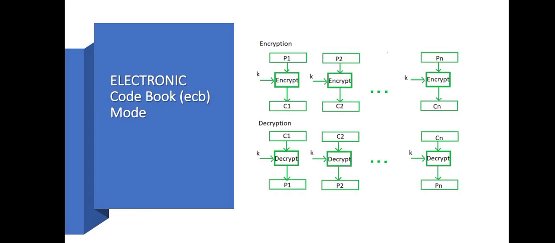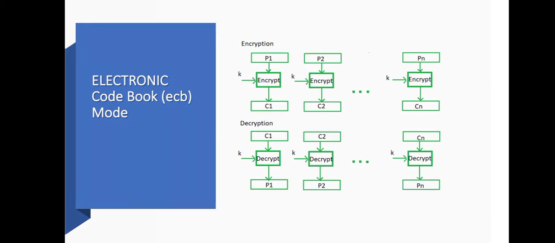Here the figure is given in which we are taking plain text as an input with the key, we are performing encryption, and we are getting the ciphertext. Same in the decryption, we are taking ciphertext with the key, doing decryption, and getting plain text. There is no dependency between one block and another block. There is a one-to-one correspondence and parallel processing is there.